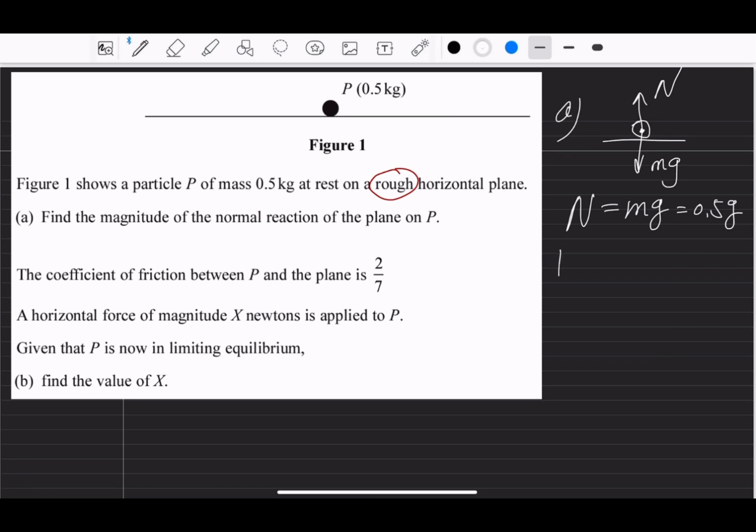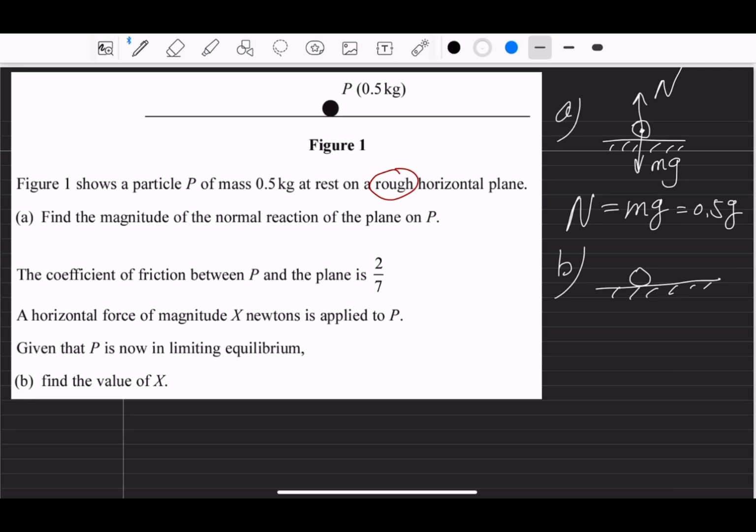And how about the second one? We know the friction coefficient of the surface is 2/7. Now a horizontal force of magnitude X newtons is applied to the particle P. Given that P is now in limiting equilibrium, you need to find the value of X. So again, draw a diagram, although it won't give you any marks, it will help you to analyze the problem.